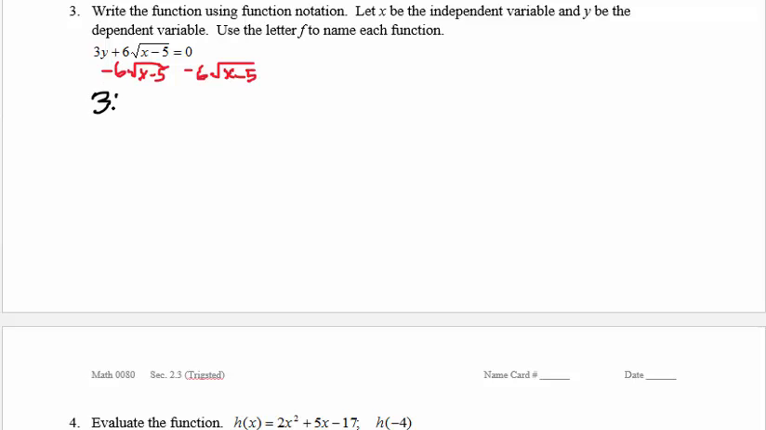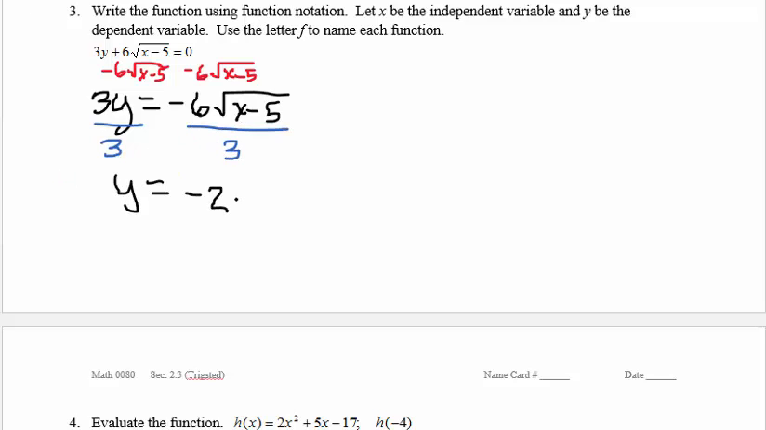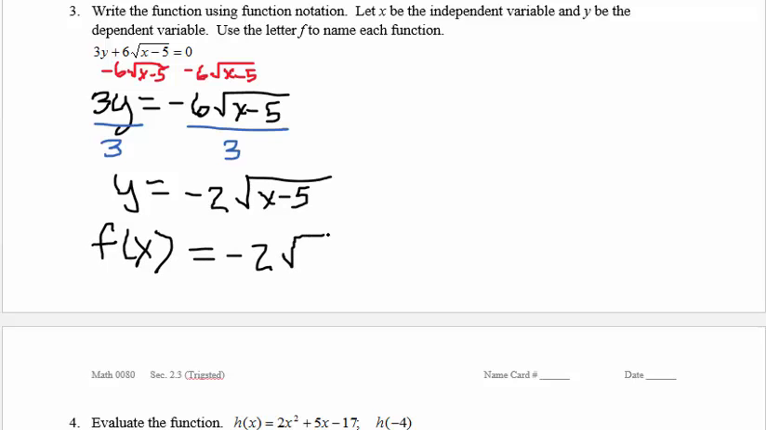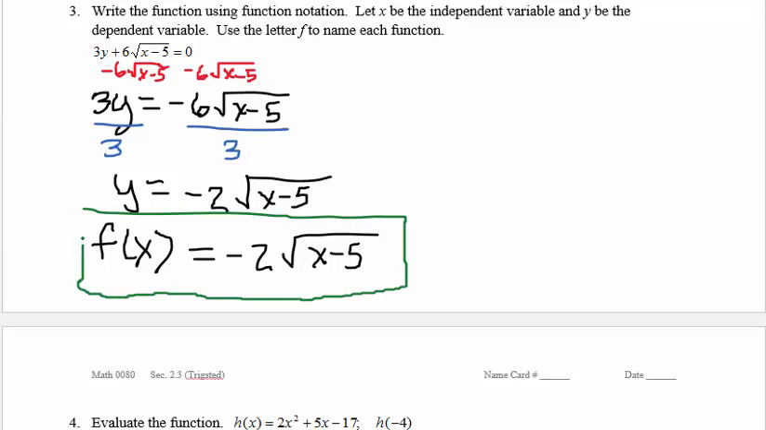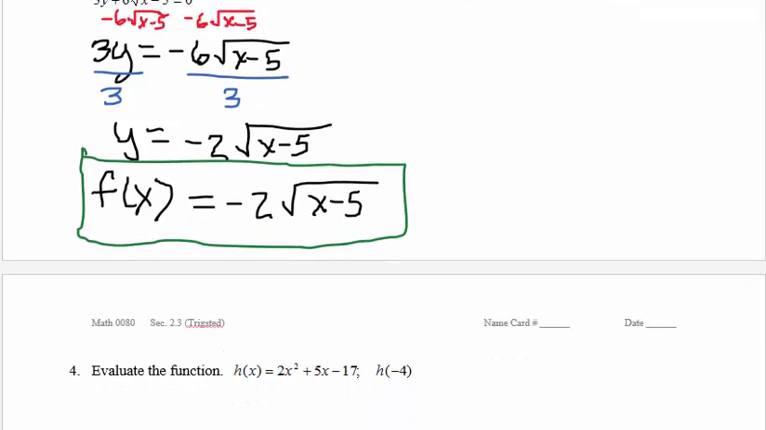So on the left side, that radical expression drops out, and on the right, I get negative 6 times the square root of x minus 5. I divide both sides by 3, and I get that y equals negative 2 times the square root of x minus 5. I replace y with f of x, and now I have my function notation. F of x equals negative 2 times the square root of x minus 5.